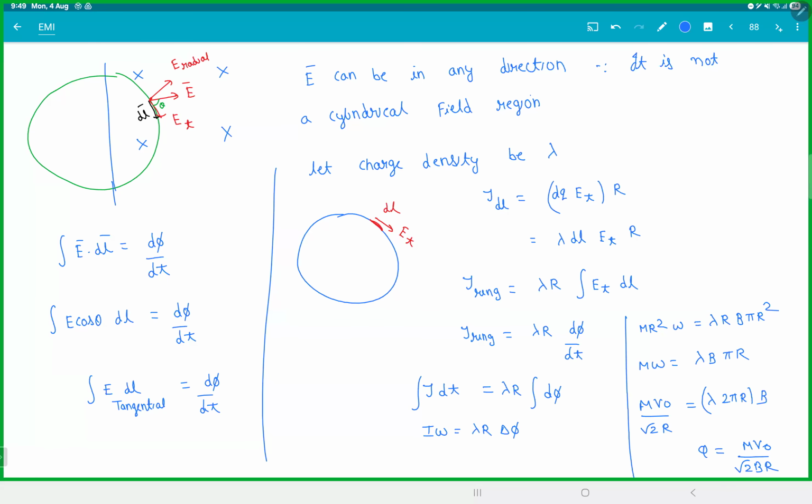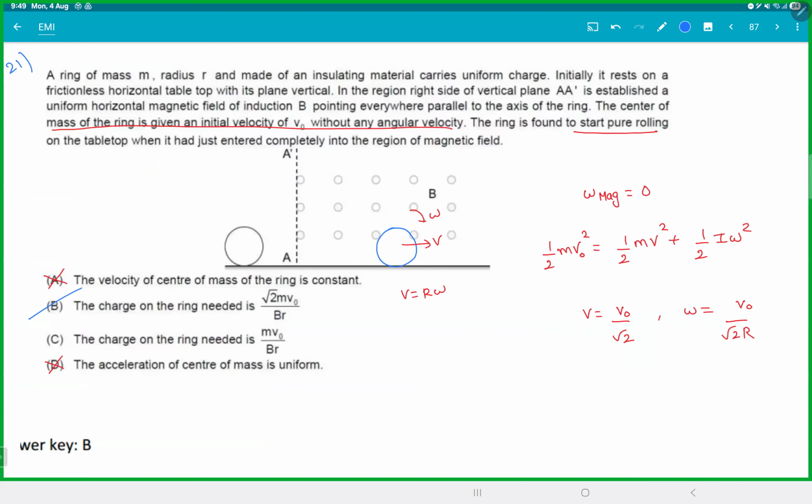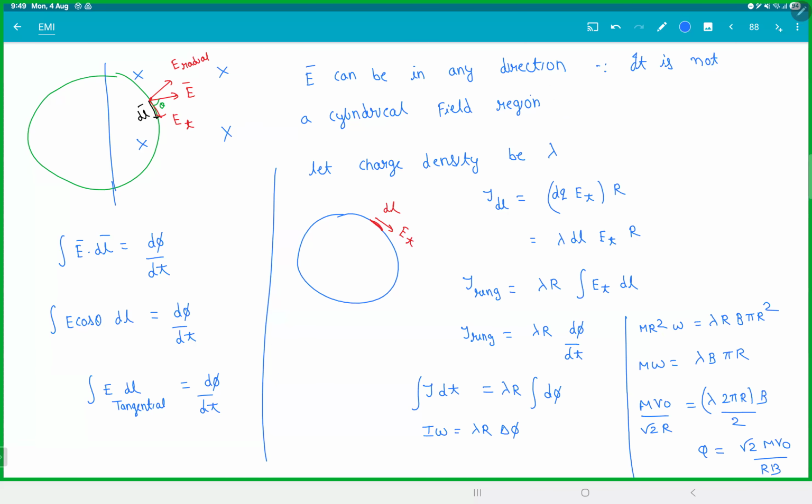I messed up a 2 somewhere, I guess. There. B is your answer. Clear with this? The charge Q on the ring will be lambda into 2 pi r. Clear with this?